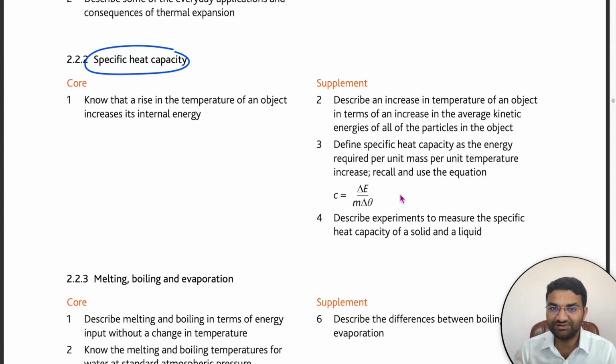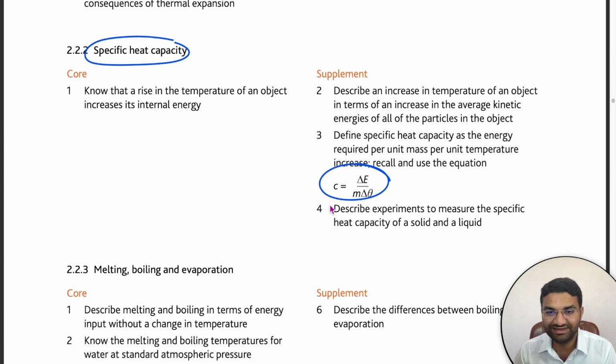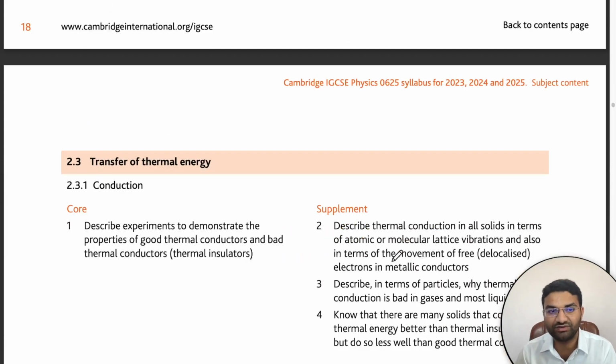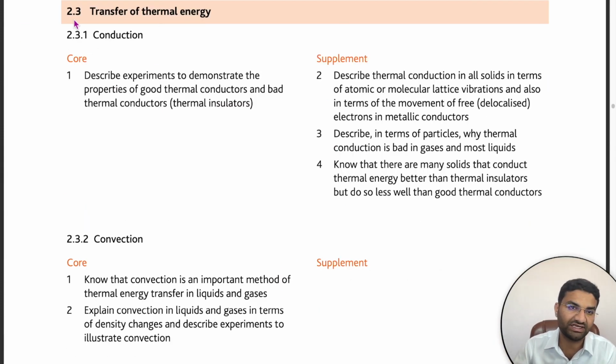For the extended student, this formula is there, and there are straightforward questions on how to calculate the specific heat capacity. If you understand it, you can tackle those questions very easily. Then melting, boiling, evaporation: these concepts and their definitions. For the extended student, describe how temperature, surface area, and air movement affect evaporation. The basic concept is there for core, and the effect of temperature, surface area, and air movement on evaporation is for the extended student.